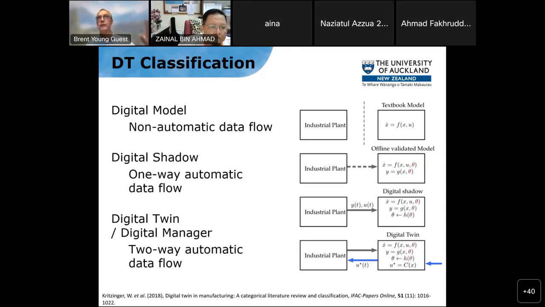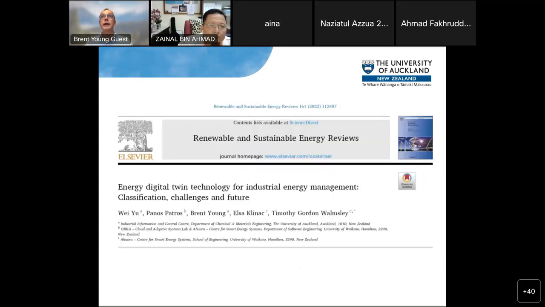So in some ways, we like to see these three different types of situations as forms of digital twins. Quite often we use the term digital manager to refer to the high level digital twin here. If you want to know more about this classification, we've published a recent paper with respect to energy digital twins, because it's where we are applying a lot of our work on digital twins, as you'll see later.